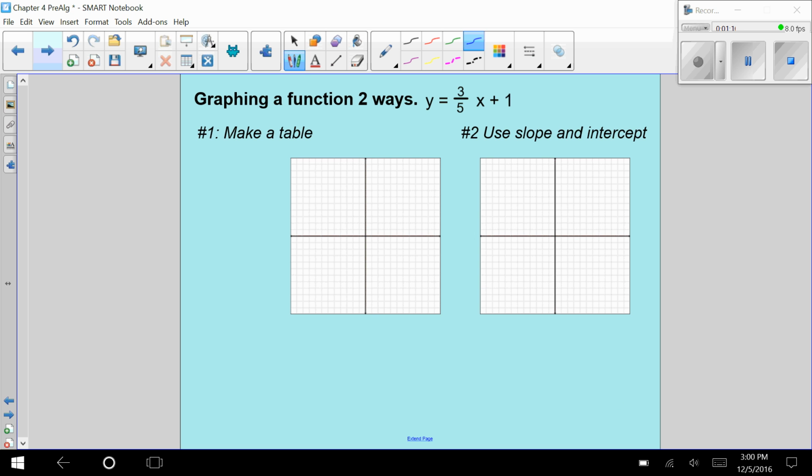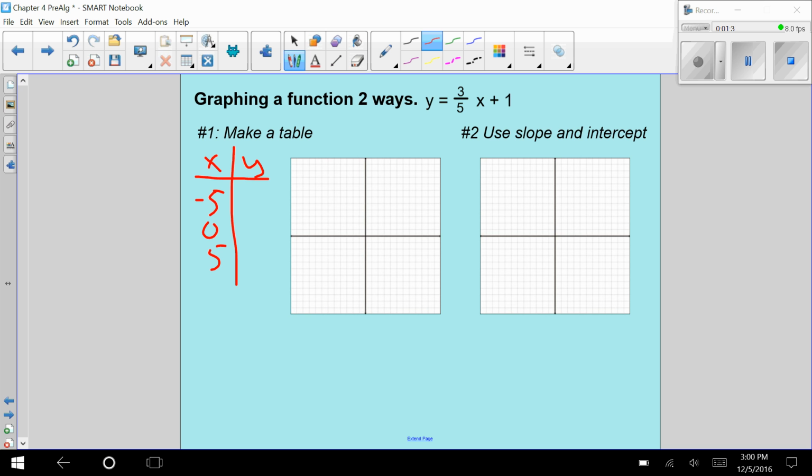So we're going to graph a function two different ways. We're first going to make a table, then we're going to use slope-intercept form. And we're going to determine which one's easier. So by making a table, my inputs are x, my outputs are y. Let's say I use negative 5, 0, and 5.